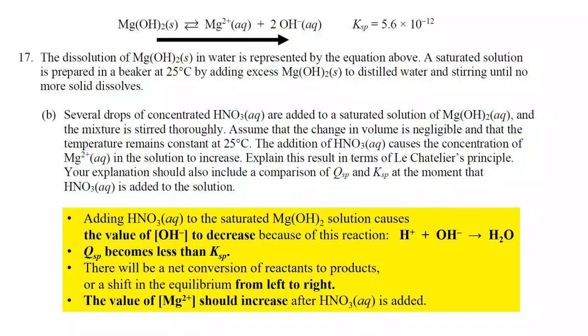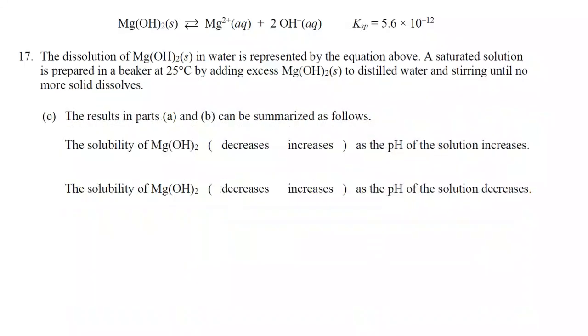QSP becomes less than KSP, and there will be a net conversion of reactants to products, or a shift in the equilibrium from left to right. And so the concentration of the magnesium ion should increase after nitric acid is added. Now in part C, it's sort of a general summary of parts A and B of question 17. So it says the results in parts A and B can be summarized as follows.